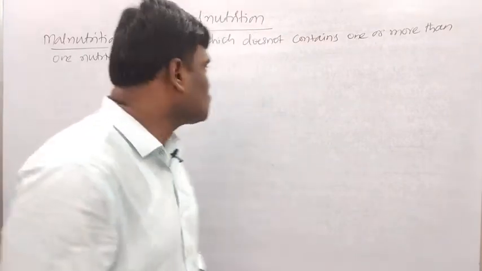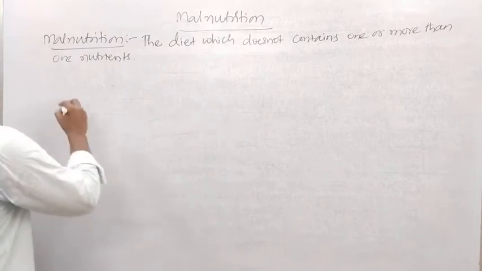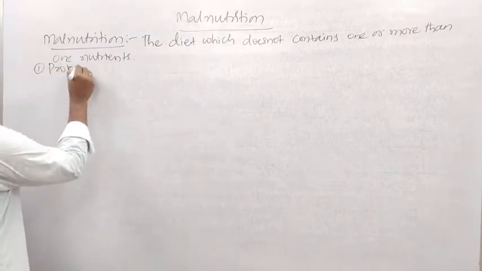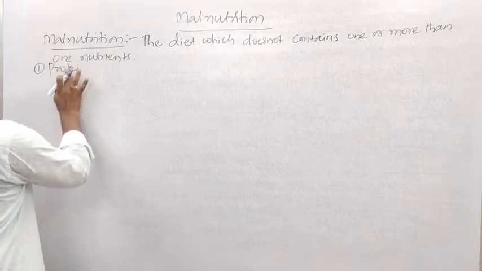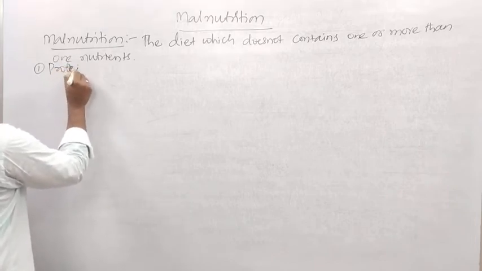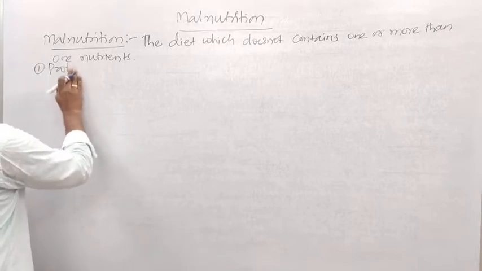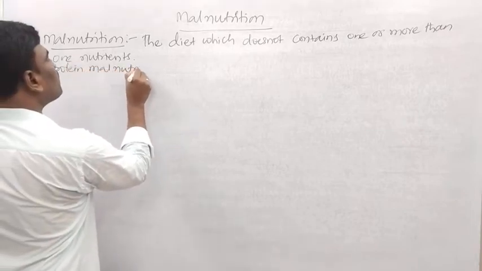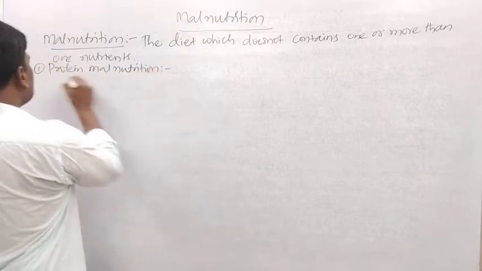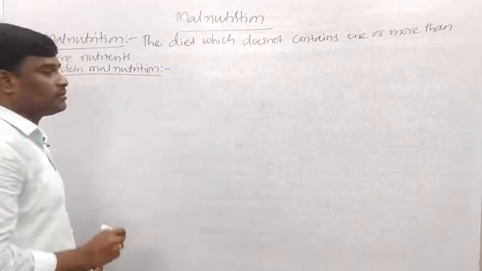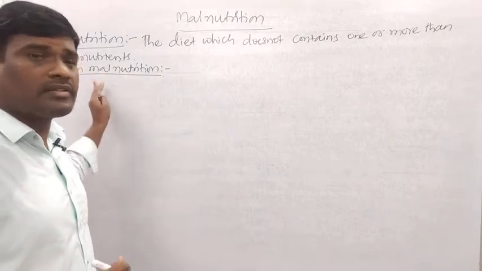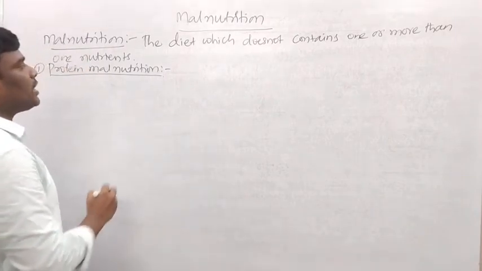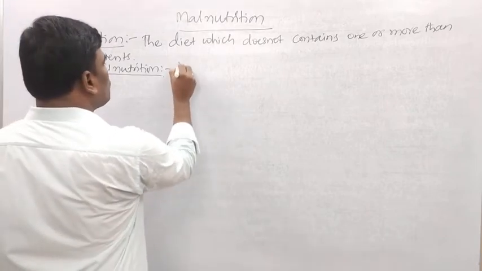Yes, children. So there are three types of malnutrition. The first one is protein malnutrition. So what is this protein malnutrition? That means what, children? There is a lack of proteins. An example of this protein malnutrition, children, is kwashiorkor.